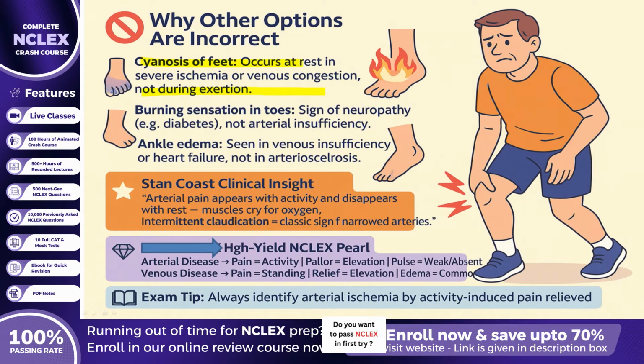A burning sensation in the toes, option B, is more characteristic of neuropathic conditions such as diabetic neuropathy rather than arterial insufficiency. Lastly, edema formation in the ankles, option D, generally suggests venous insufficiency or right-sided heart failure, where fluid accumulates due to poor venous return, not diminished arterial perfusion. Consequently, the classic manifestation during physical activity in a client with arteriosclerosis is pain in both legs, relieved by rest, confirming intermittent claudication, a direct reflection of compromised arterial blood flow.